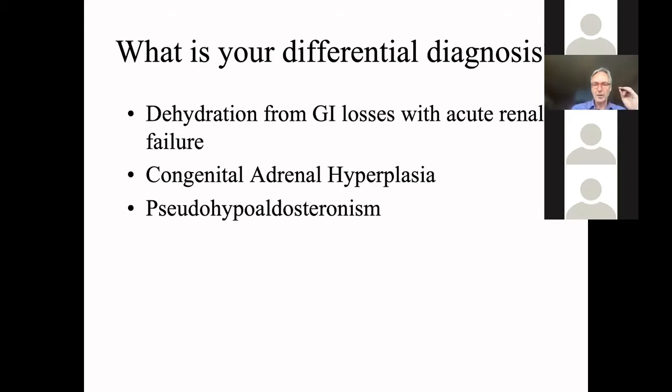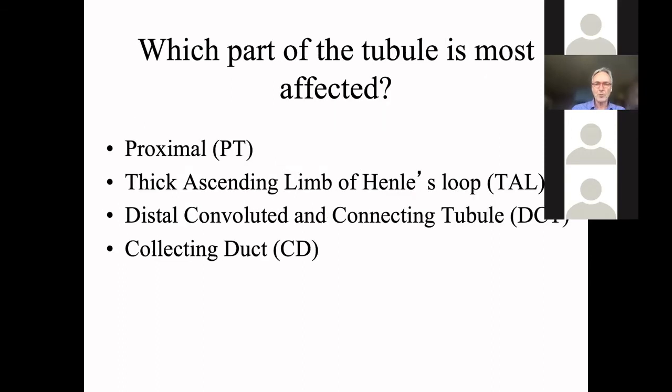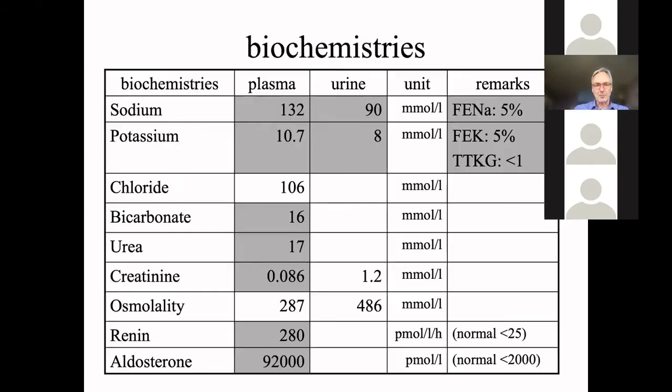And this is actually a bit of a trick question because it could be, I think, any of these three. And we will need a few more lab tests later on, which will help you. Which part of the tubule is most affected? That is a straightforward question. Is it the proximal tubule? Is it the thick ascending limb? Is it the distal convoluted tubule? Is it the collecting duct? And the answer, of course, is it's the collecting duct.